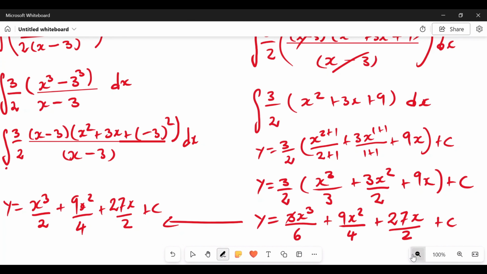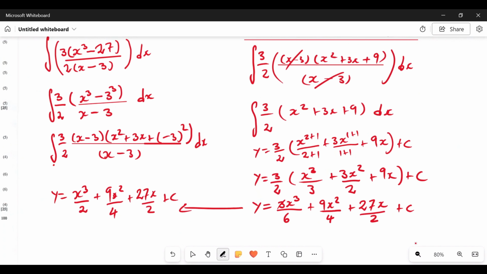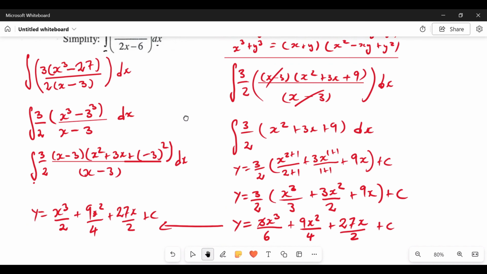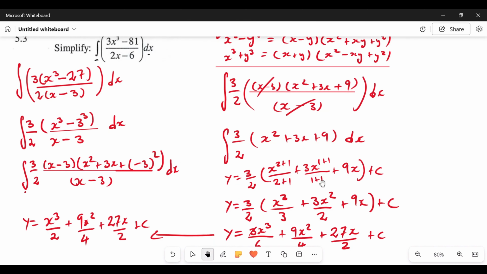It was a bit tricky if you didn't know the sum and the difference of two cubes, because you couldn't simplify this equation that we have here. But I think this question was not that difficult.